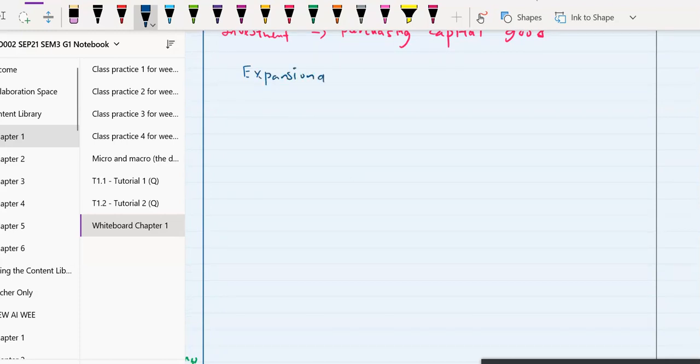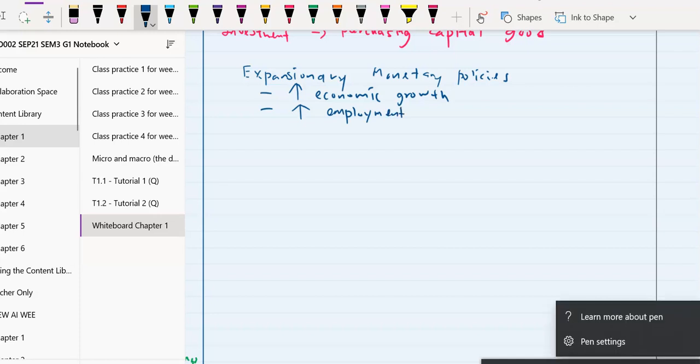Another two objectives that expansionary monetary policy, or other expansionary policies like expansionary fiscal policy, can achieve is actually that they would like to increase economic growth and they would like to increase employment. Alright?